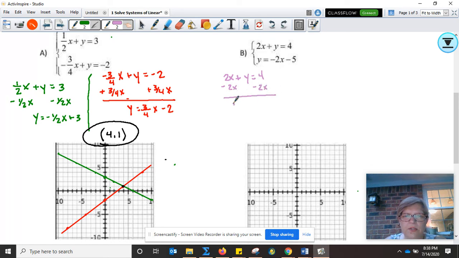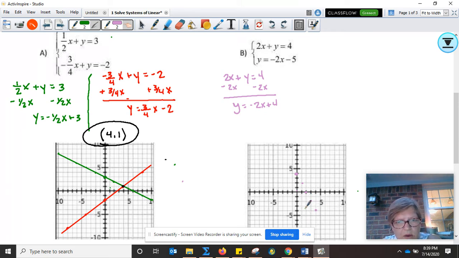And my equation is y equals negative 2x plus 4. Now to graph that equation, graph your y-intercept first. So that's going to be 4. And from that point, my slope is negative 2. So that means I go down, since it's negative, down 2, right 1. Down 2, right 1.